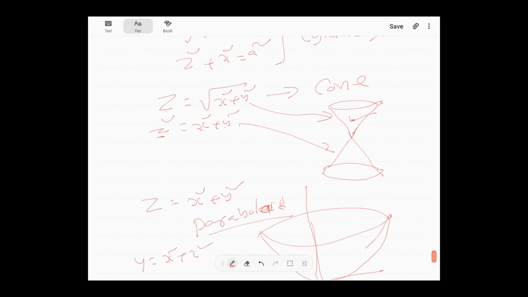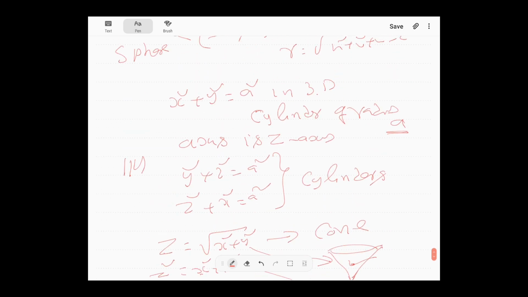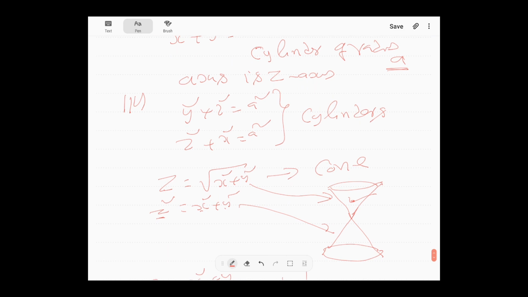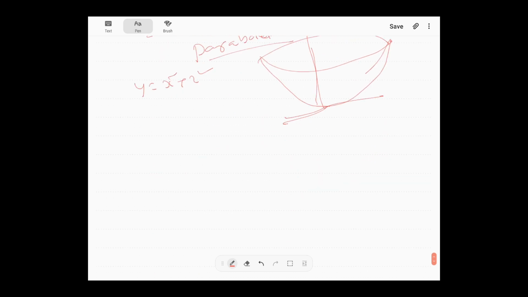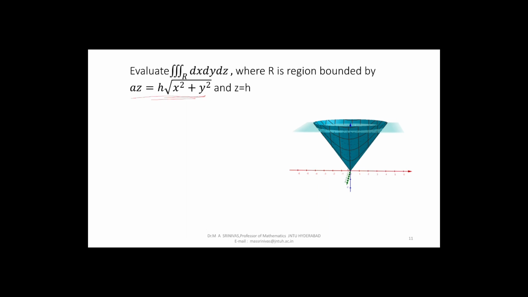Other than this, y is equal to root of x square plus z square, and x is equal to root of y square plus z square, are the different cones. Wherever you get such equations, generally you will get these kinds of equations. This information is a good one to know to identify the surfaces. I suggest you write these equations in separate notes and remember what they represent and their shapes too. Okay.